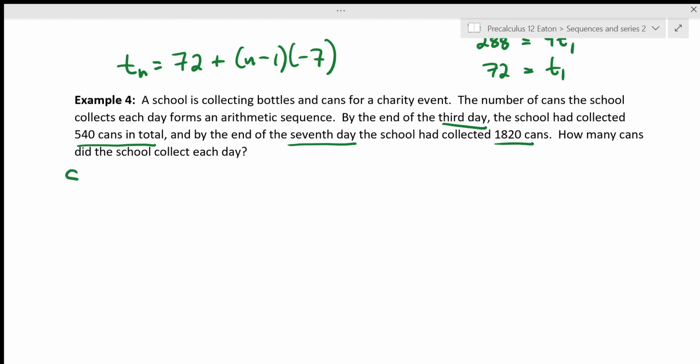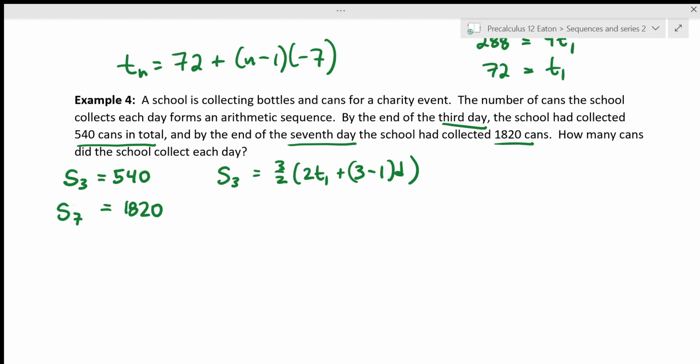So we have a similar setup here. I know the sum at the end of the third day was 540, so that's my S3 equals 540. The sum at the end of the seventh day, that's my S7, is equal to 1820. So I'm going to set up an S3 equation. My S sub 3 is 3 over 2 times 2t1 plus 3 minus 1 times d. I'm going to replace S3 with 540 because that's what it's equal to. So I get 540 equals 3t sub 1 plus 2d times 3 halves is 3d.